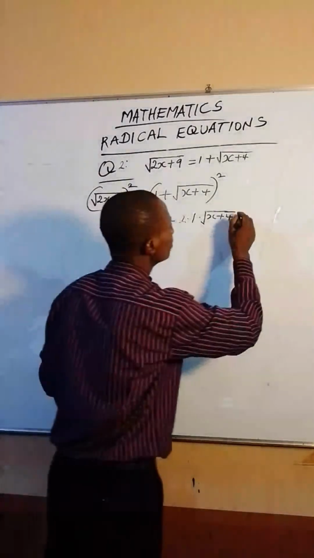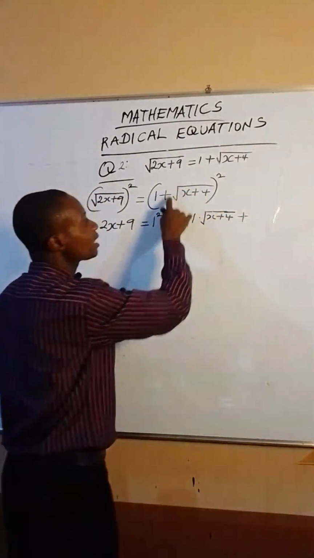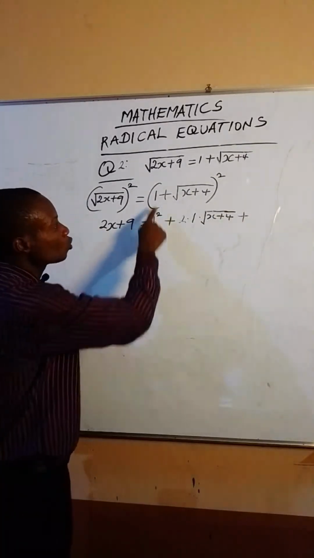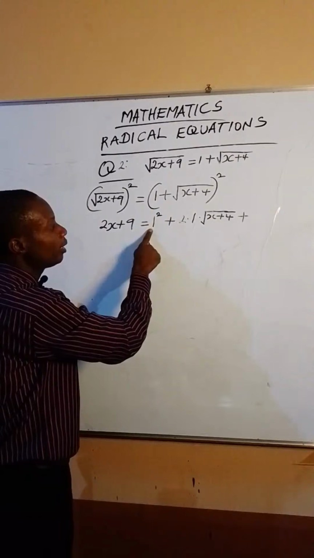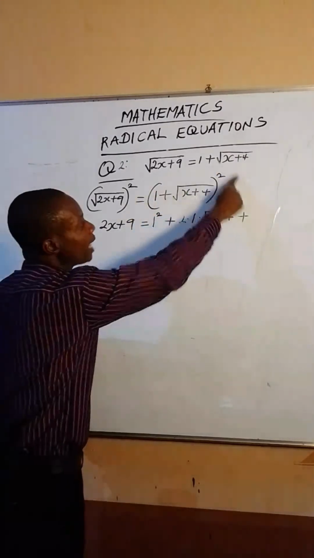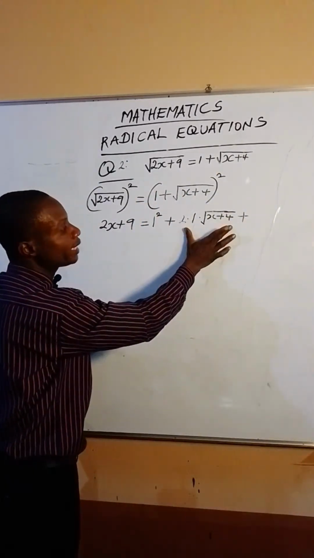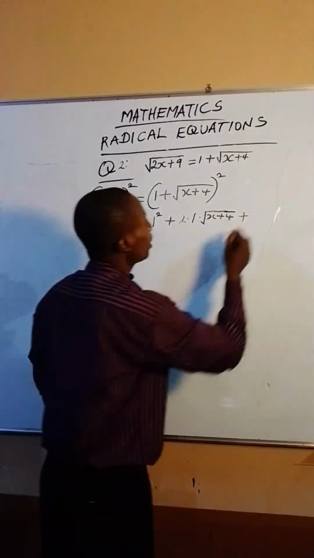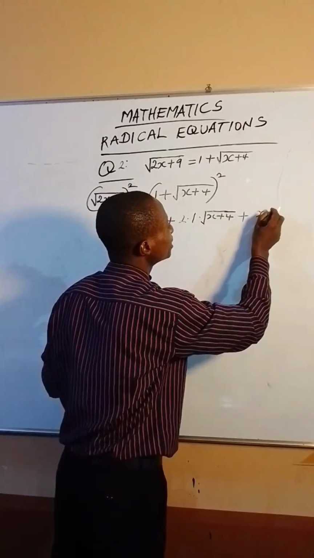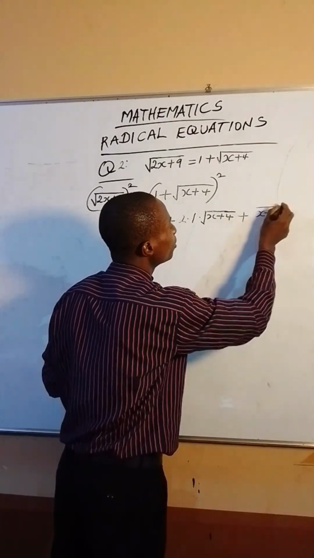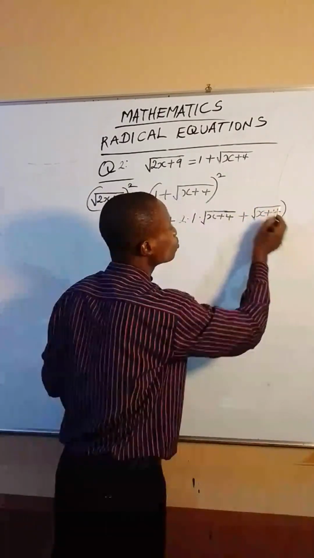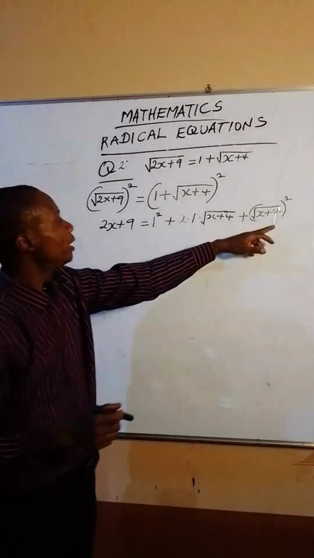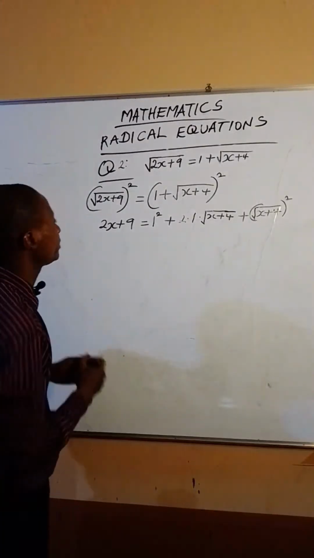Then plus, we square this last one. Remember, the technique is that you square the first one, then you multiply everything to get the second term. Then for the third term, you square the last one, which is the root of x plus 4. All right, that's exactly how we go about it.